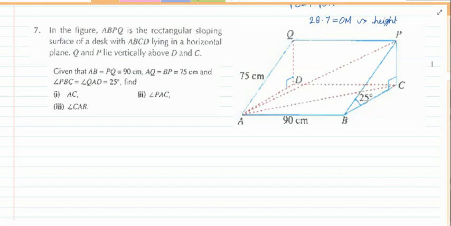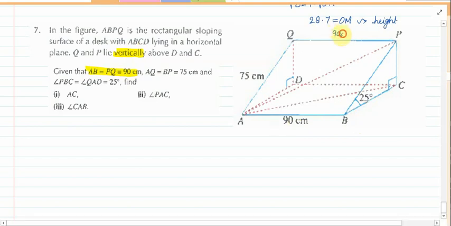Its solution. Now, in the figure, ABPQ is the rectangular sloping surface of a desk with ABCD lying in a horizontal plane. Q and P lie vertically above D and C. Now the point vertically above, it means that there must be a 90 degree angle. Given that AB is equal to PQ is equal to 90. AB is equal to PQ. Okay, this length is 90, that means this length is also 90 centimeters.